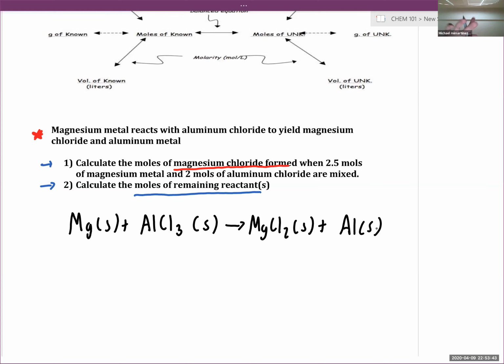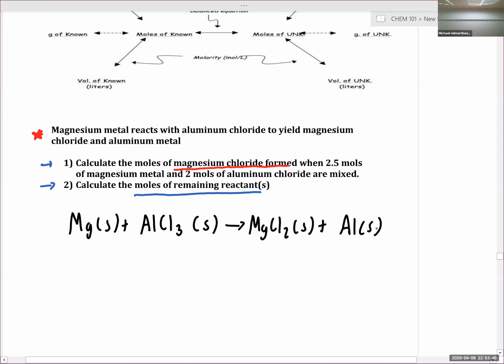So, one trick to quickly balance equations, especially when you have ions involved, is you can use the least common multiple rule. So we have 3 chlorines on the left, we have 2 chlorines on the right, so we just take the least common multiple. 3 times 2 gives us 6, 2 times 3 gives us 6. So we put a 3 in front of magnesium chloride, a 2 in front of aluminum, another 2 in front of aluminum on the right, and a 3 in front of magnesium.